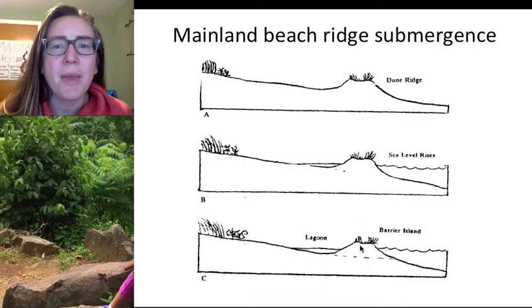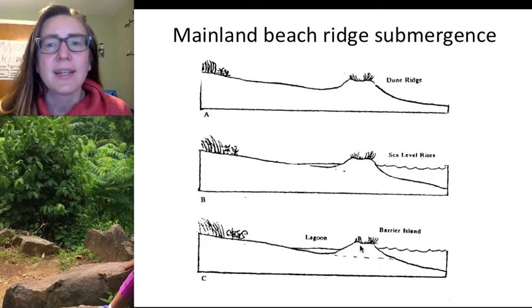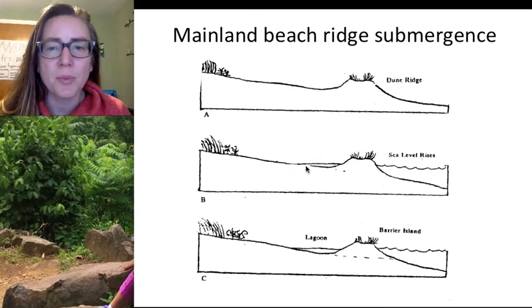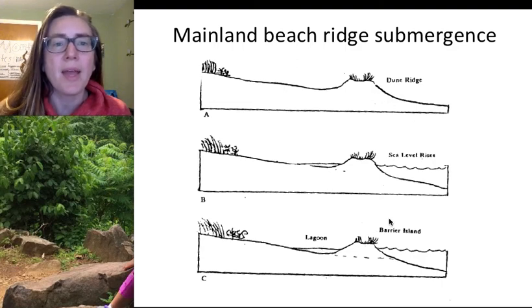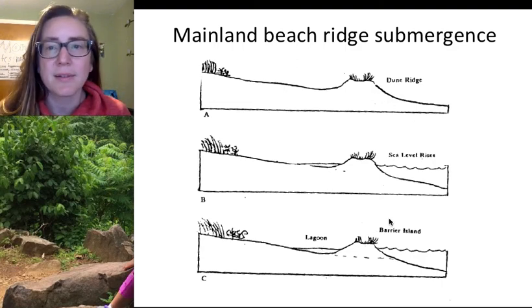The second one, then, the mainland ridge submergence. Here you have a main area of land, and then as sea level rises, there might be potential for more devastating storms that could then allow for lots of wave energy to accumulate on the backside of this dune. And then as time progresses, you can then have this barrier island form as a result of this portion that is going to be submerged from a tidal event.